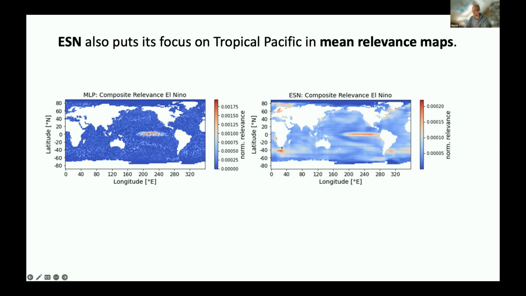But most interestingly, we find highest relevance on some area here between South Africa and Antarctica. And that cannot be explained so far, that it's so relevant for an El Nino or the ENSO problem. And that is stuff that is currently investigated by us in further research. But so far, we find that we can apply layer-wise relevance propagation to echo state networks and also get some reasonable results at least.